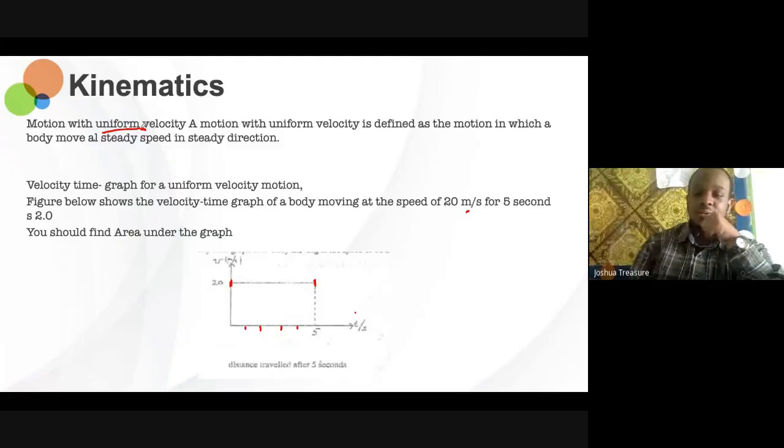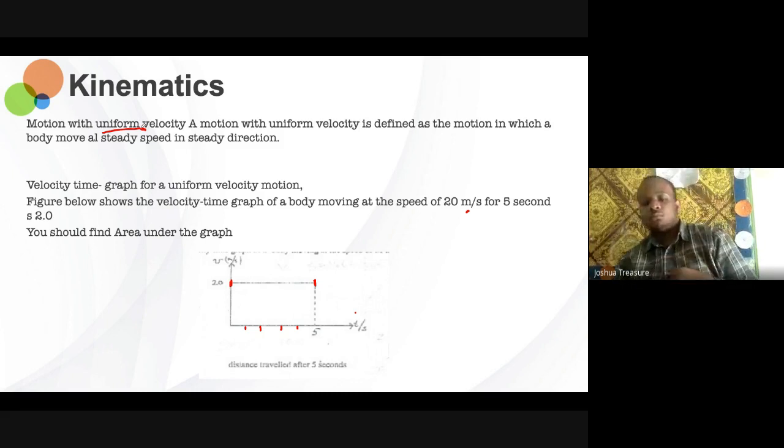All right, so the velocity time graph for a uniform velocity motion. We have velocity on our y-axis and time on our x-axis. The figure below shows the velocity time graph of a body moving at a speed of 20 meters per second for 5 seconds. You should find the area under the graph. So what is the area under the graph? How do you find the area here? It's going to be 20 times 5, the area of that particular graph.